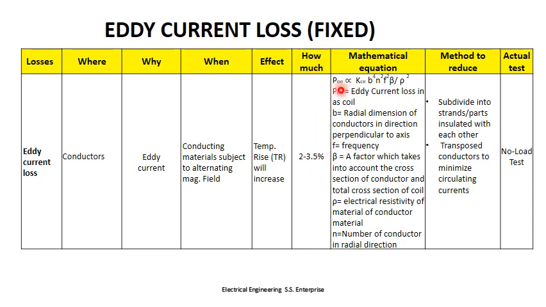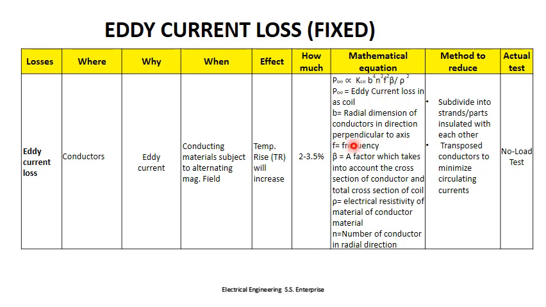Eddy current loss in a conductor or in a coil is directly proportional to K·B^4·N^2·F^2·β/ρ², where B is the radial dimension of the conductor, in the direction perpendicular to the axis.